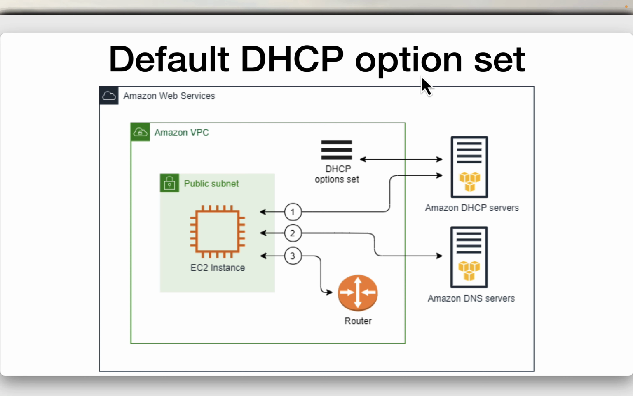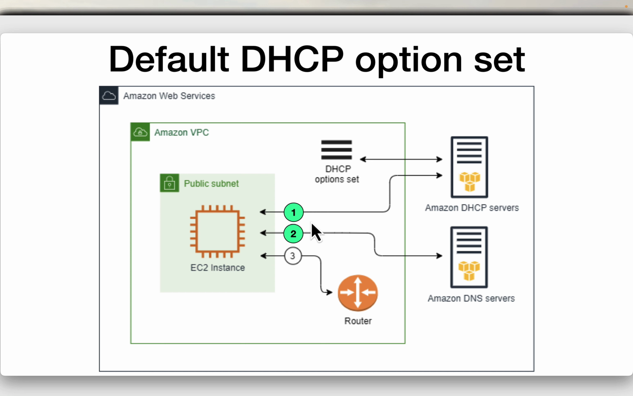Okay, next we'll see how the default DHCP option set works. First, the EC2 instance interacts with the Amazon DHCP server. The DHCP server assigns IP addresses and other network settings to the EC2 instances in the VPC, and this will ensure that they can communicate over the internet. So this is very important. In the default, this is what happens under the hood. EC2 gets all the default DHCP option set, and this makes sure that this EC2 can connect with other EC2 in the same subnet, VPC, or even outside on the internet.